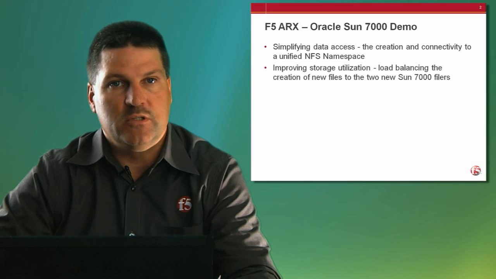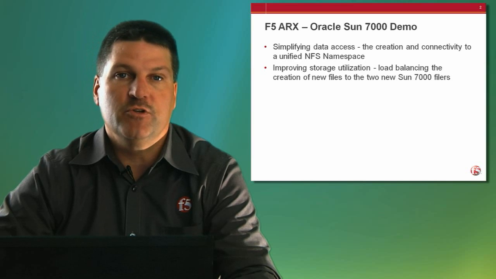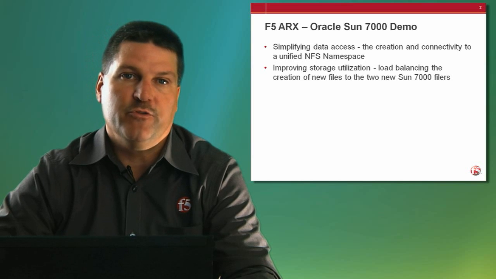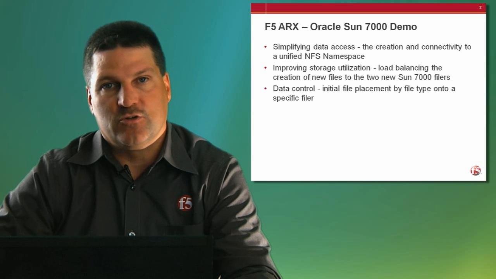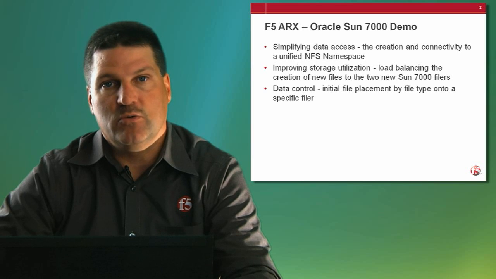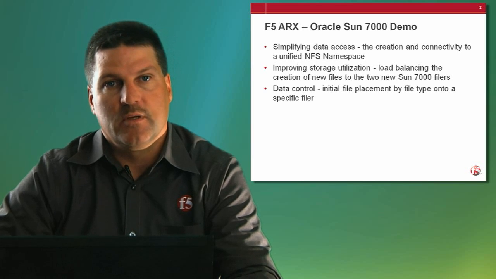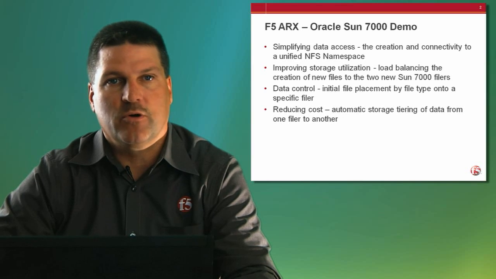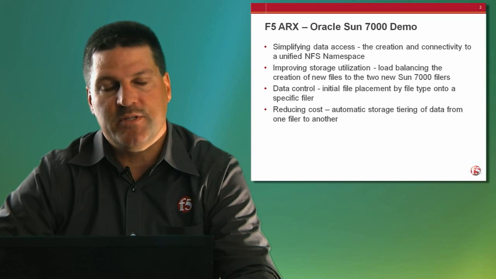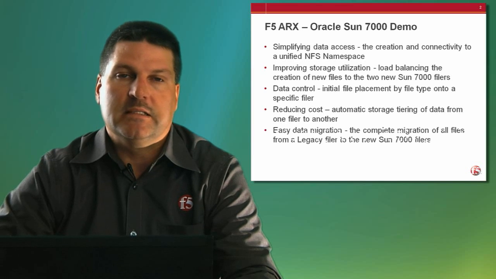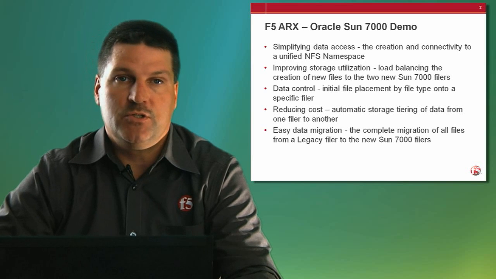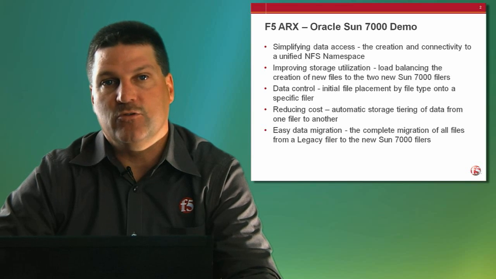Second, improving storage utilization by load balancing the creation of new files to the two new Sun 7000 filers, automatically distributing new files to both systems. Third, data control, the initial file placement by file type onto a specific filer. This will be shown with music and video media files. Fourth, reducing cost, the automatic storage tiering of data from one filer to another, saving space and money on expensive Tier 1 storage. And last, easy data migration, the complete migration of all files from a legacy filer to the new Sun 7000s, moving all the files without user disruption.